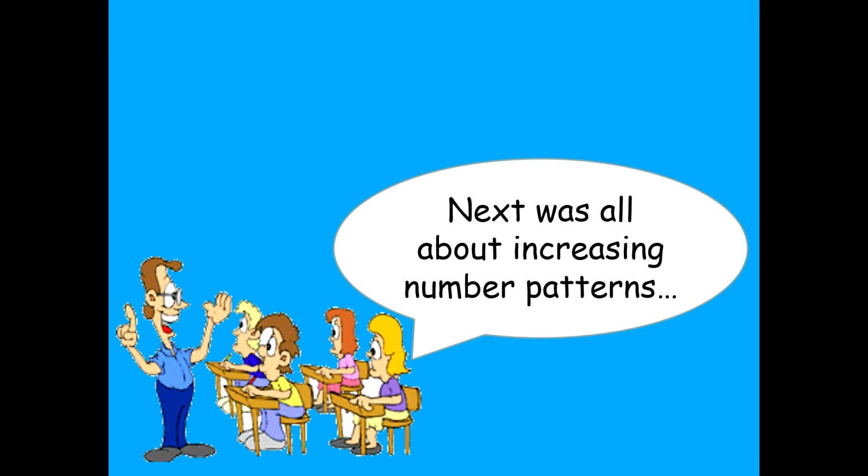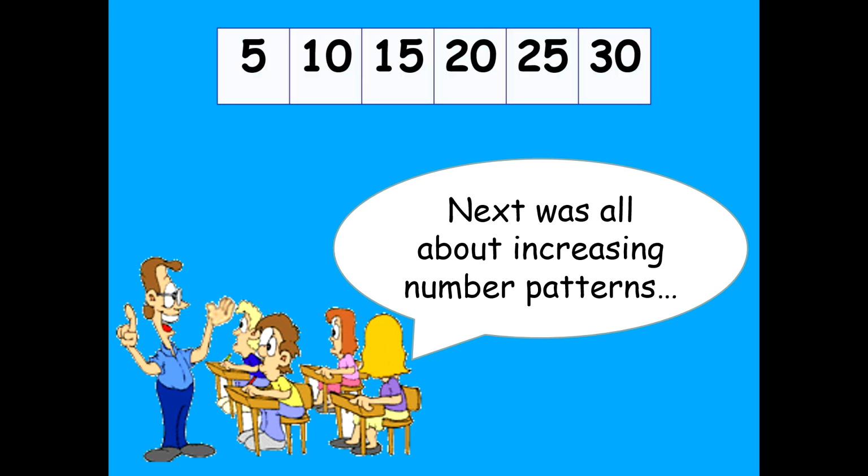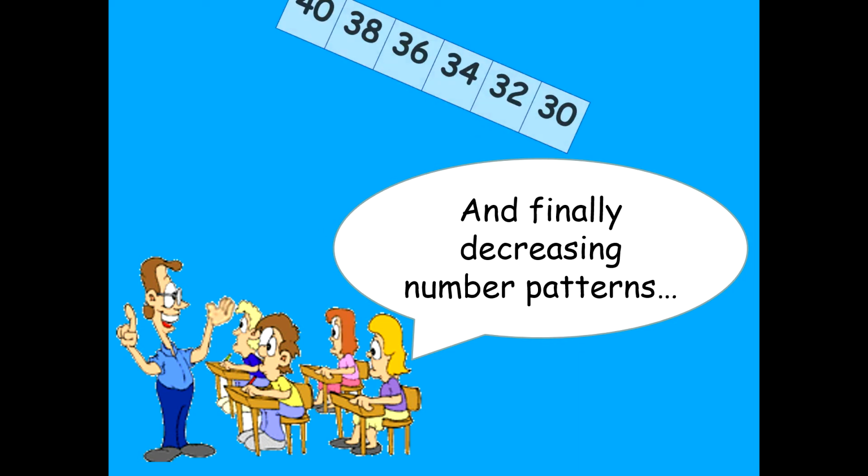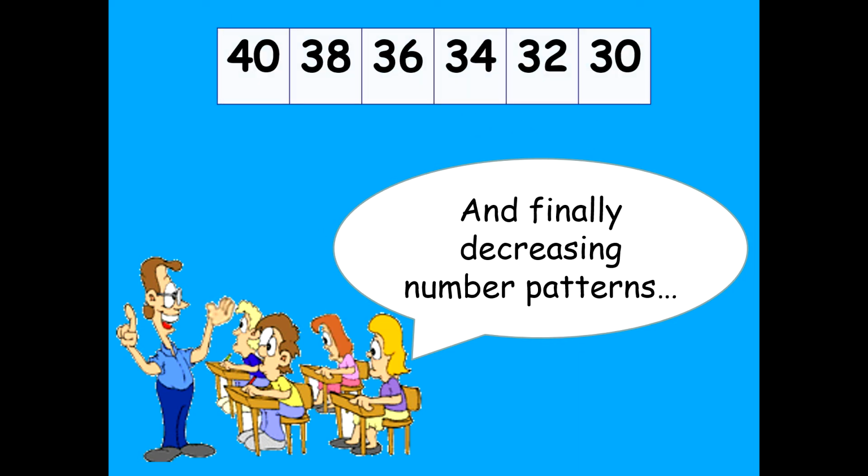The next one was all about increasing number patterns, and those are numbers that are getting bigger, if you can remember rightly. Remember, each pattern must follow a rule, so in this case, we're increasing our number pattern by +5 each time. Then lastly, we looked at decreasing number patterns, and that's where the numbers get gradually smaller. This one you can see that we're jumping backwards along the number line with -2 being the rule.